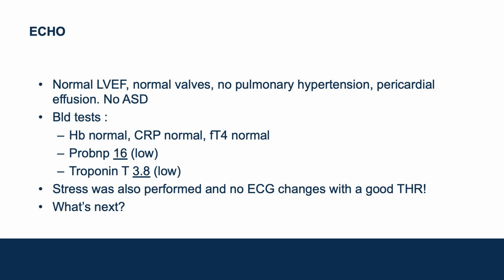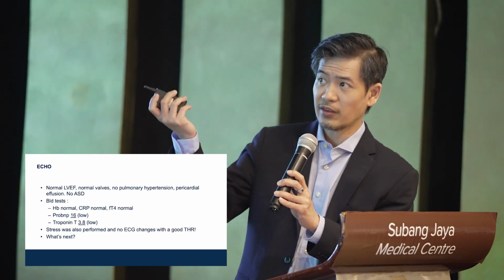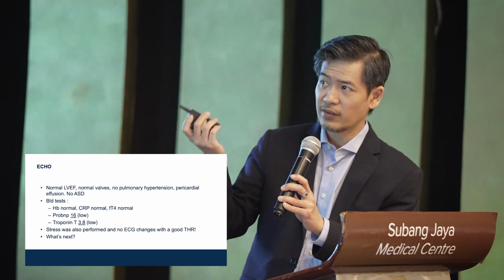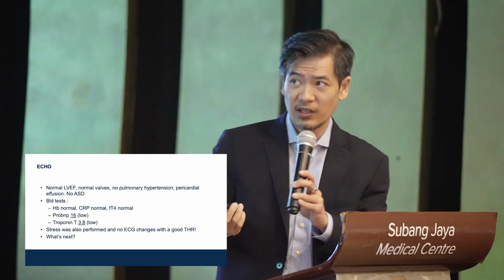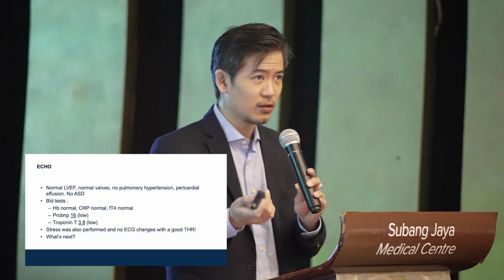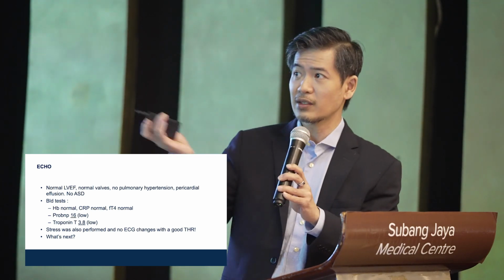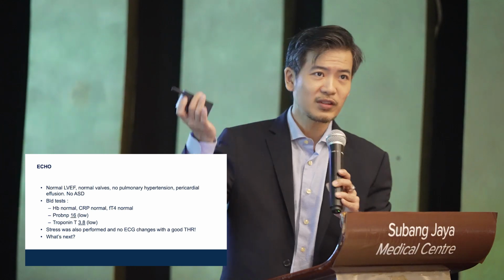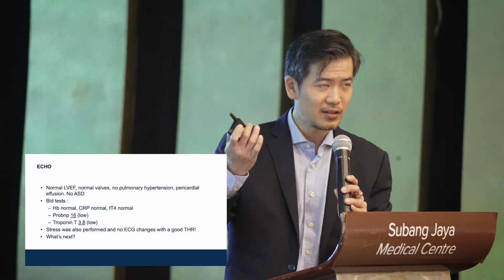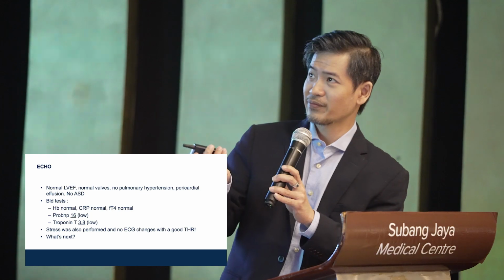So we did some blood tests as well. She's not anemic. She has no sign of infection. Thyroid is normal. Pro-BNP is only 16 and troponin T is only 3.8. I even asked her to run on the treadmill. I said, you're a cross trainer, right? So why don't you just run on the treadmill and see? She completed the whole stress test with very good target heart rate, no ST changes, nothing at all. So I'm stuck. What do we do next?